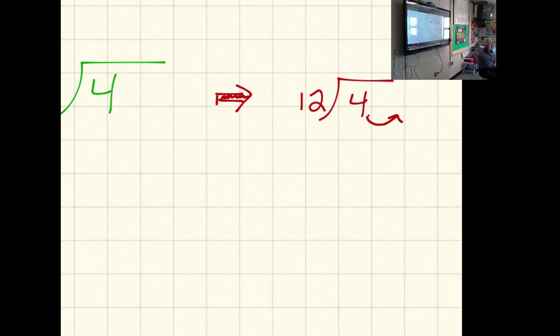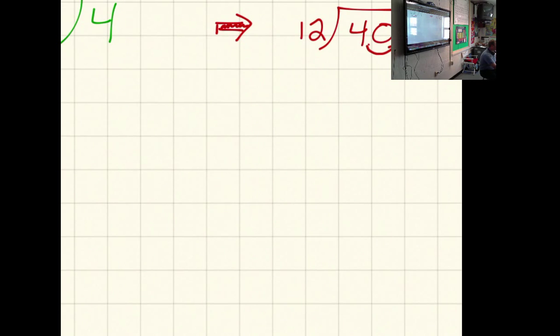Anytime I move a decimal and there's nothing there, I have to put a placeholder. What's the ideal placeholder, Bailey? A 0. So really, 1.2 divided into 4 is the same thing as 12 divided into 40. Okay? Really what we did is we just scaled everything up. The answer is going to be the same. All right? Now, how many times does 12 go into 40? Jackson. 4?